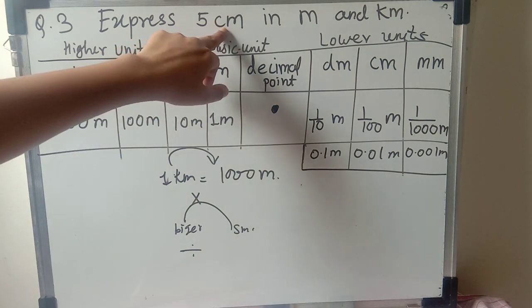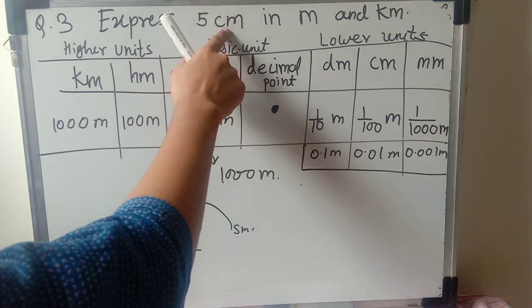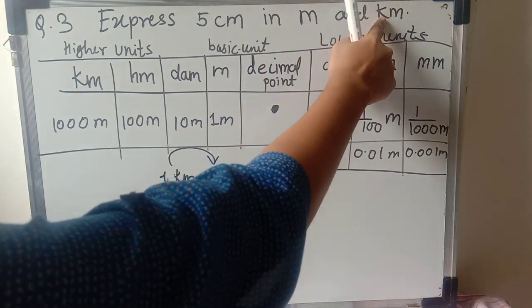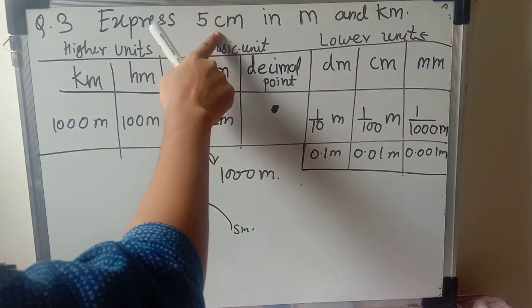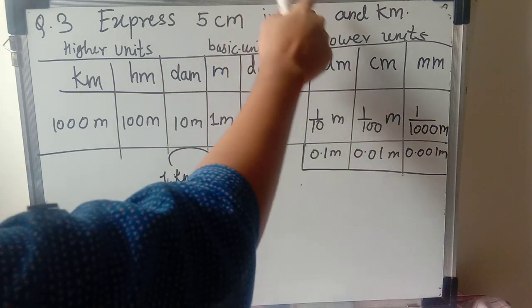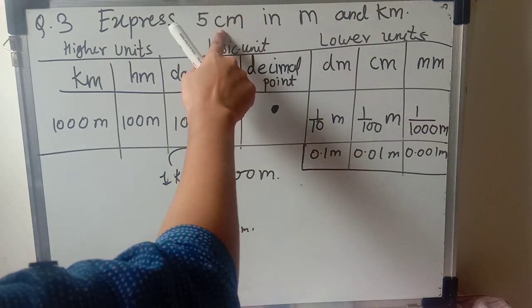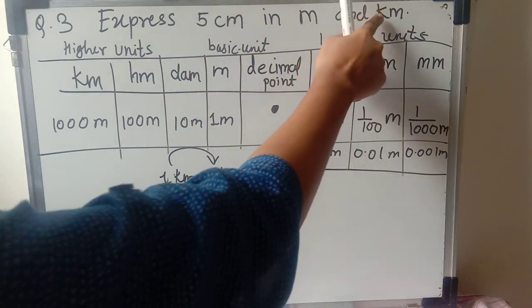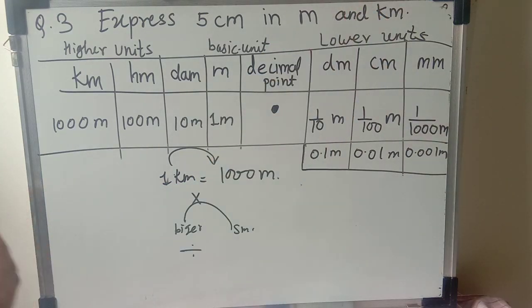Same thing we have to do. The value of 5 centimeter is less than meter as well as kilometer. So here we have to show this centimeter, which is lower than the bigger one. We have to express this centimeter in meter and kilometer. So what we have to do? We have to do the division over here. So before doing this, let me just explain to you.